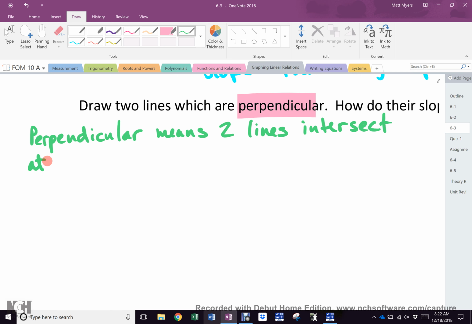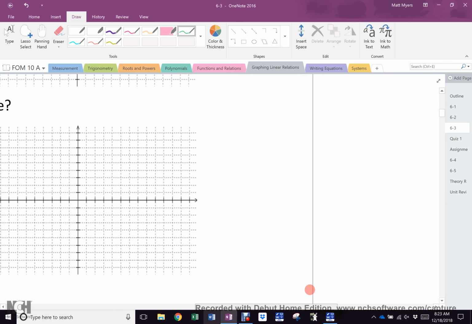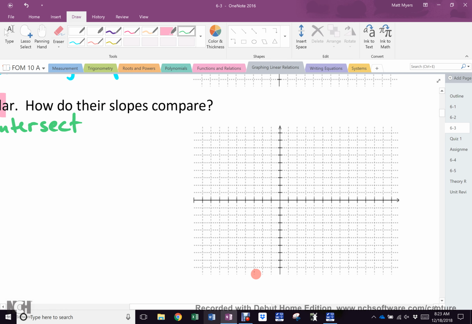Okay. Well, you need two things to have perpendicularity. And those two things are any two, doesn't have to be lines, but any two things that intersect at a 90-degree angle. Okay? Everybody cool? So, we're going to do two things on this graph over here to prove it. On the left, we're going to do the easiest kind of perpendicularity, vertical and horizontal. Okay?